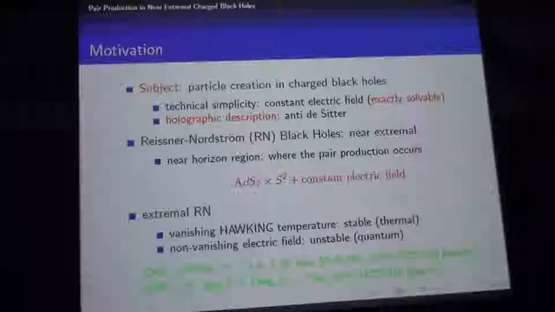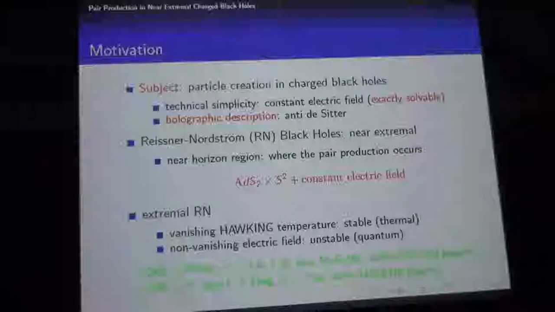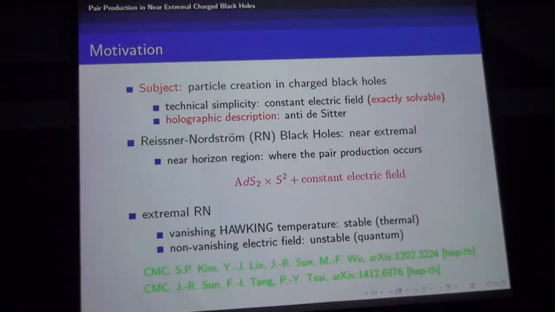So our goal is to consider pair creation in the charged black hole. Technically, to investigate such a problem, it is easier to consider the system with a constant electric field. Also our main purpose is to understand the holographic description of the pair production. The holographic duality is better studied in the so-called anti-de Sitter background, so we hope to consider some particular background with anti-de Sitter structure. This is why we consider the charged black hole in the near extremal limit.